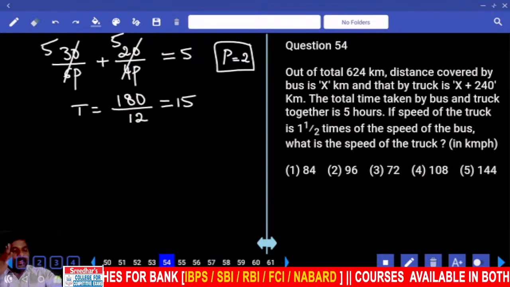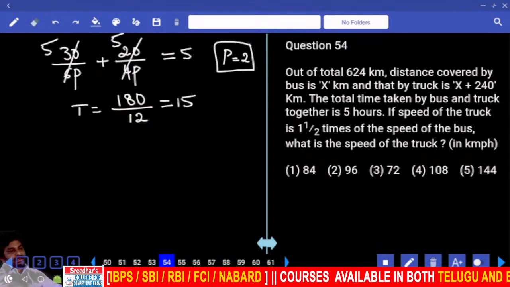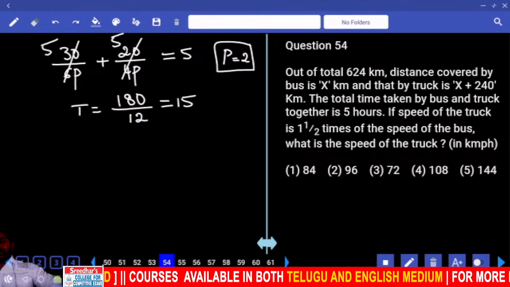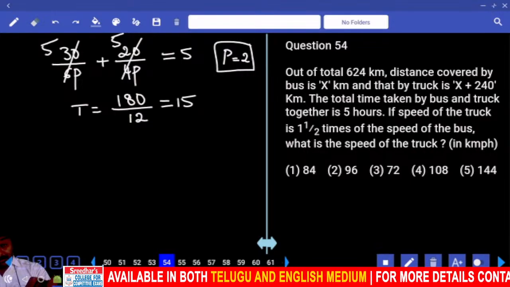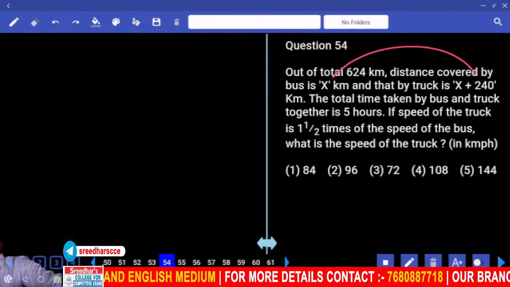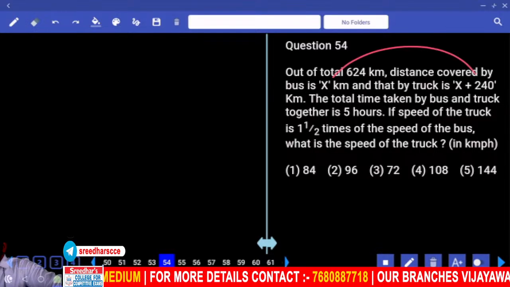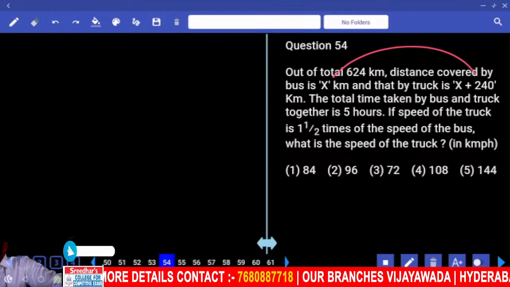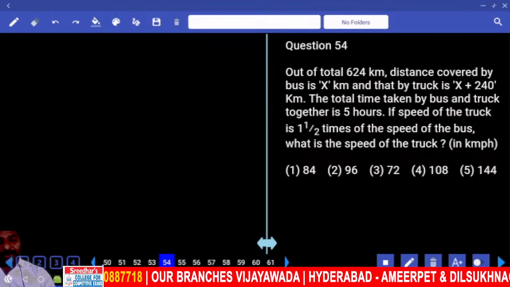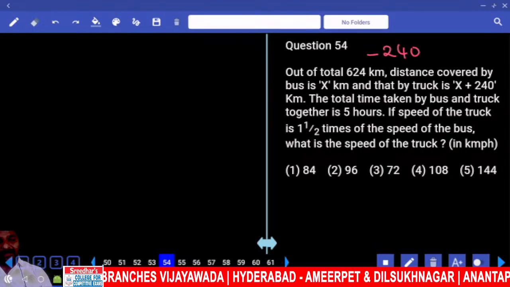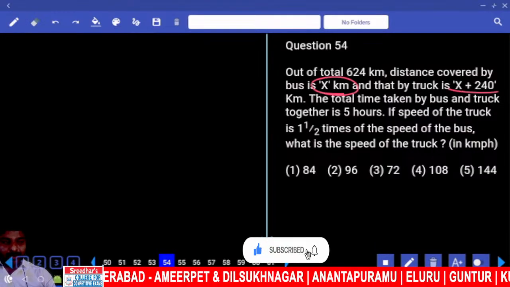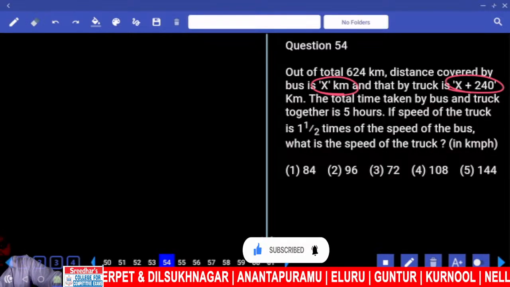Okay, now out of a total 624 kilometers, the distance covered by the bus is x kilometers and that by the truck is x plus 240. That means the distance difference between bus and truck is 240. Which is covering more distance? Truck. Am I right? Subtract 240 from this number, then we can equally divide it. Or otherwise, when you add both, that will be equal to 2x plus 240.